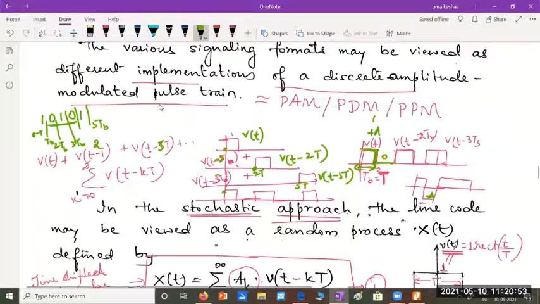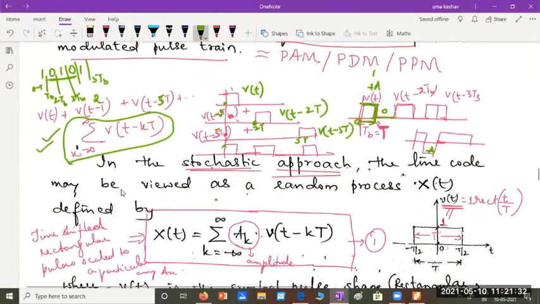You should consider this as a discrete amplitude modulated pulse train. And that's why we will represent a line code like this. Please remember this equation, which is the standard representation of a line code. Summation k ranging from minus infinity to plus infinity V of t minus kT, where k can be an integer in the range minus infinity to plus infinity. So it will just give us time shifted rectangular pulses added together to generate one particular line code.